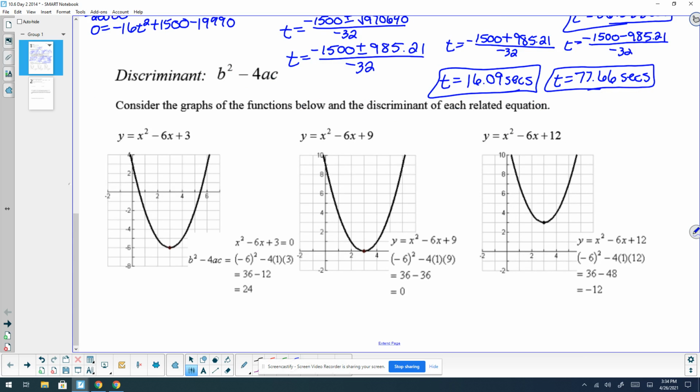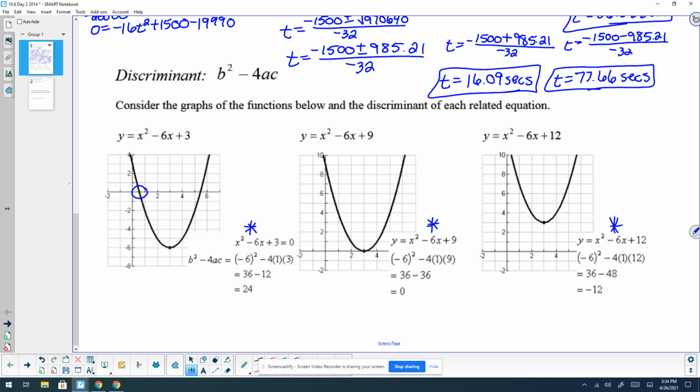Now it says consider the graphs of the functions below and the discriminant of each related equation. The discriminant is the part of the quadratic formula that's underneath the square root, so it's b squared minus 4ac. As you can see down here, it's actually calculated that out for you. And the question becomes, what does the discriminant actually tell me? Well, the discriminant will tell me how many solutions I have.